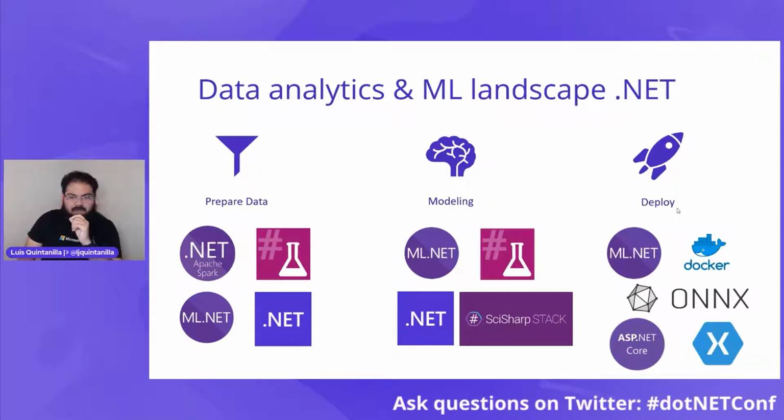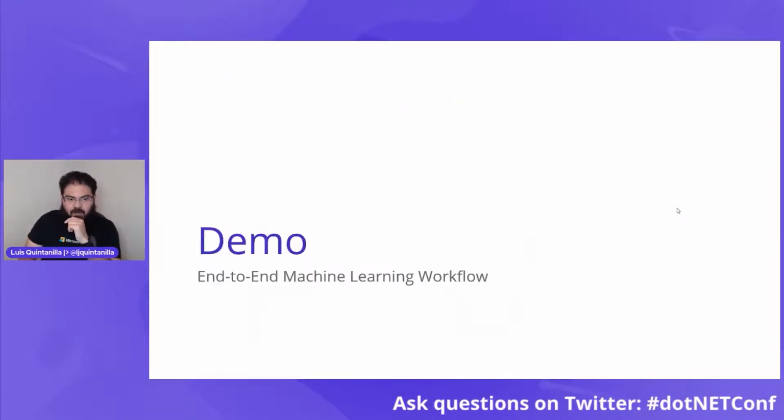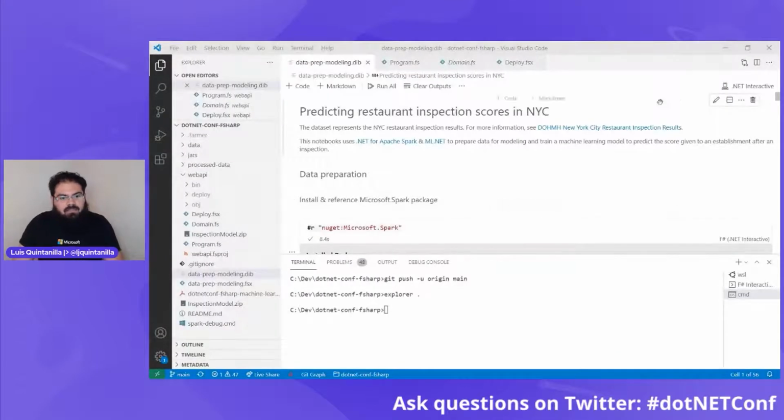Now, let me get into showing you some code. I'm going to show you how you can go about building an end-to-end machine learning workflow with F#. The tools that I'm going to focus on mainly are some of the FSLab tools, ML.NET, and .NET for Apache Spark. So let's get started.